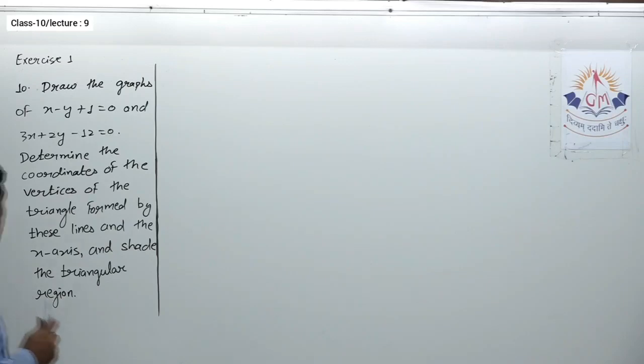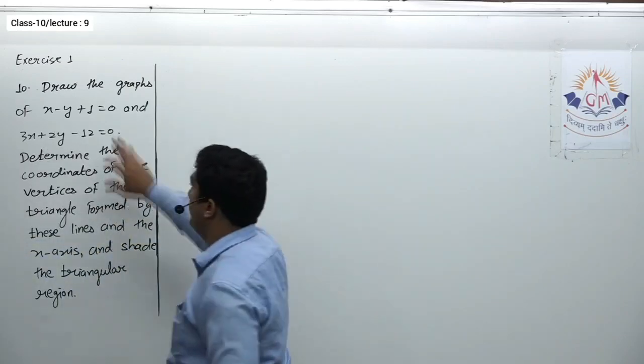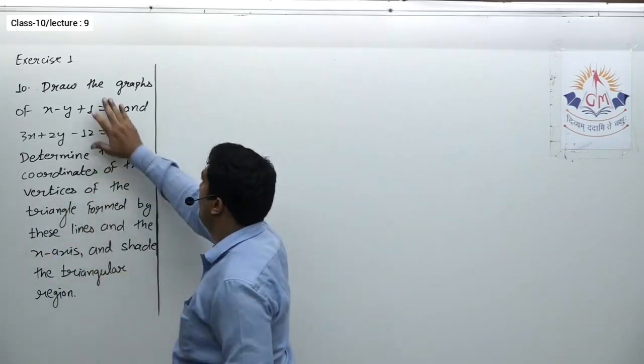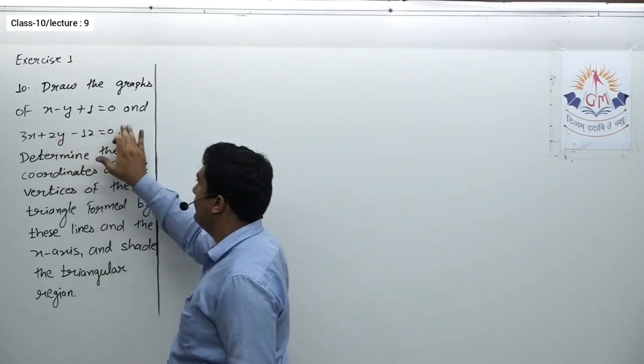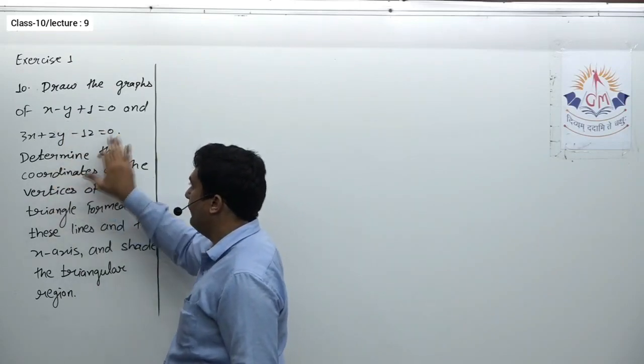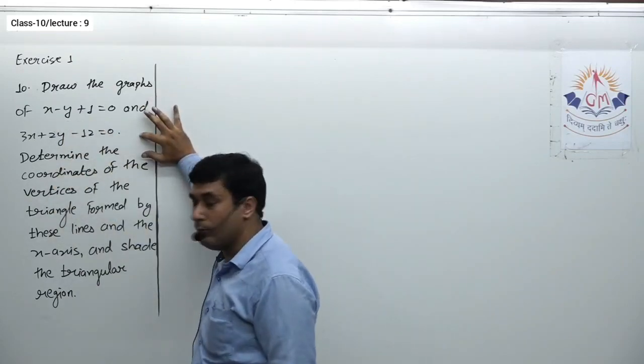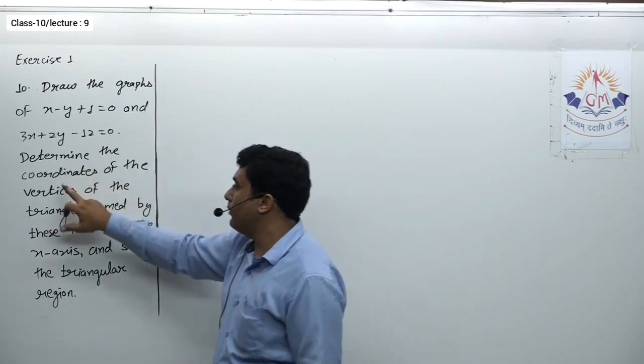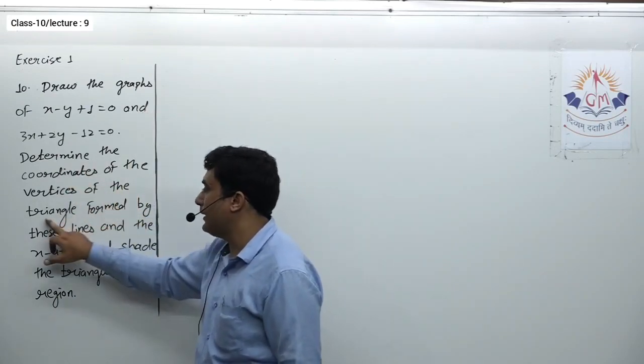Okay, so this is the next question that we'll see. Exercise 1, question number 10. Draw the graph of these two. First of all we have to draw the graph for these two, then determine the coordinates of the vertices of the triangle.